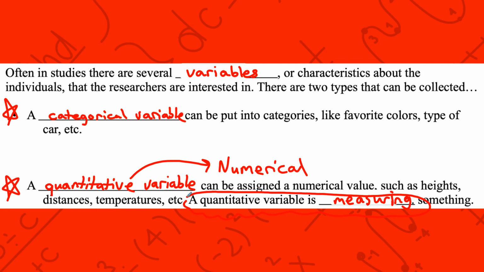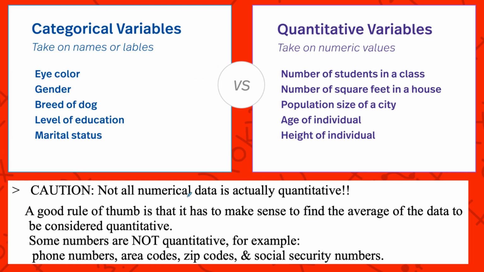So sometimes, and this can get a little confusing, but sometimes you get something that looks like a numerical variable, but it really isn't. This is not in your notes, but you can just look at the screen. So categorical variables, they take on names, they take on labels. So what color your eyes are, if they're blue or if they're green or whatever, what gender you are, what breed of dog, level of education. So you finished high school or you have your bachelor's degree or your doctorate degree, marital status, married, single, those types of things. Categorical variables take on names or labels.